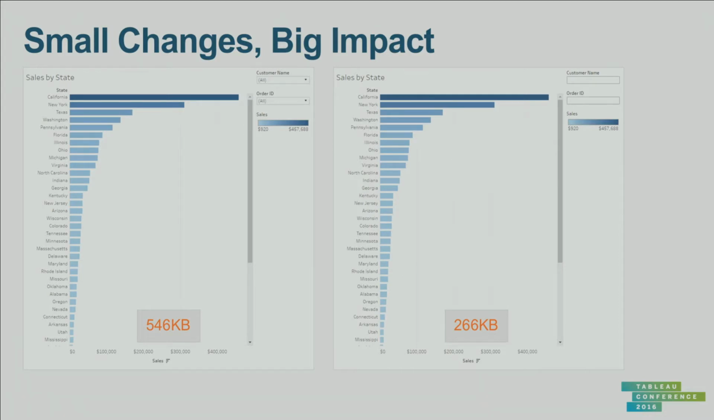Now, how big an impact can these types of decisions make? This example is based on a customer workbook, actually, that crossed my desk in the past year. And this is not their workbook. I built an example from scratch to demonstrate it. I have 2 dashboards here. They look pretty similar. The one on the left requires 546K of data to be sent from the server to the client to render. The one on the right requires 266K.